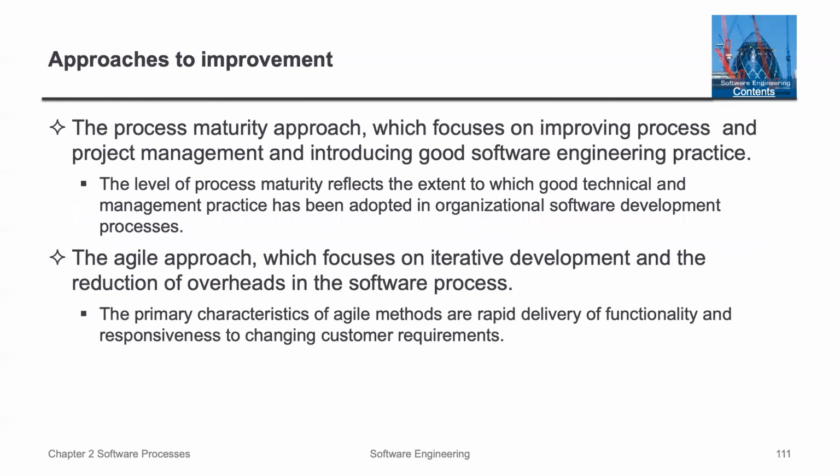The process maturity approach focuses on improving processes and project management and introducing good software engineering practice. The level of process maturity reflects the extent to which good technical and management practices have been adopted in organizational software development processes. The agile approach focuses on iterative development and the reduction of overall process overhead. The primary characteristics of agile methods are rapid development of functionality and responsiveness to changing customer requirements.